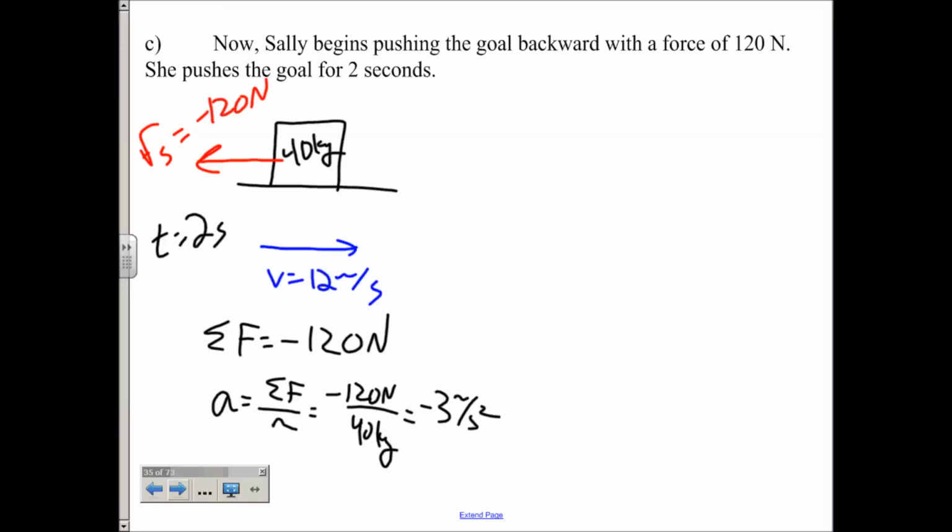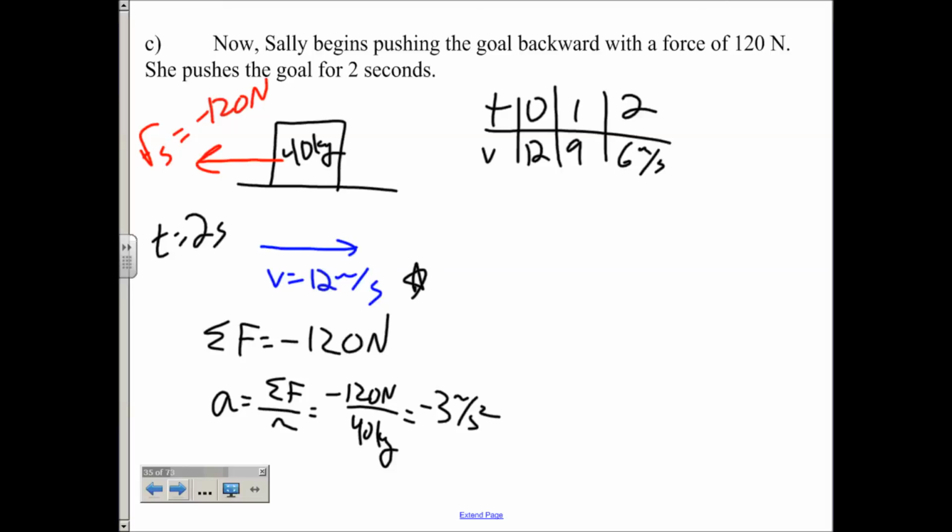So we could either make a chart, which I guess is fine, right? Time, velocity, 0, 1, 2. The velocity begins at 12 meters a second, but then it's going to decrease by 3. So 9, 6 meters a second, right? All right, the other way you could do that, instead of making a chart and saying that it's going at 6 meters a second, is make this your VI.